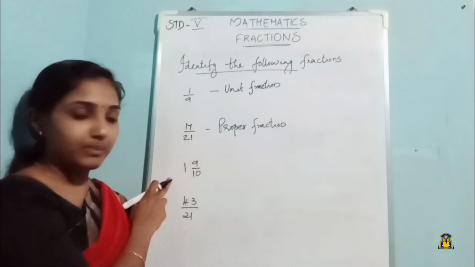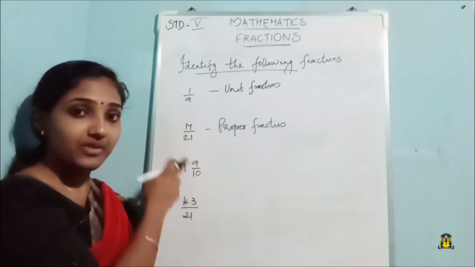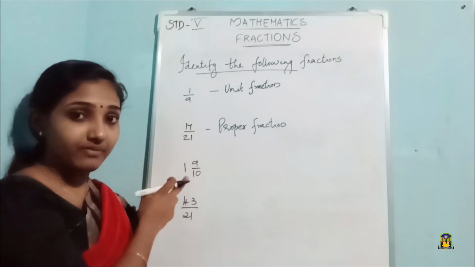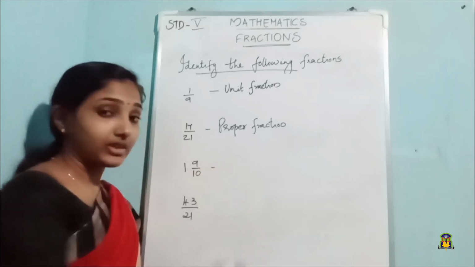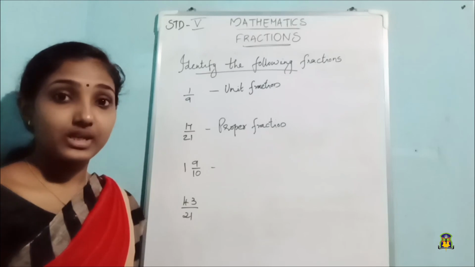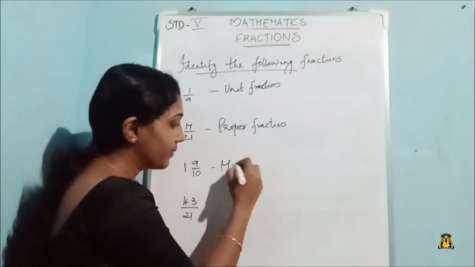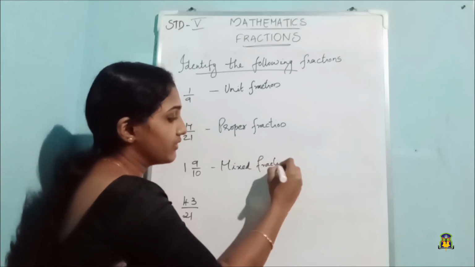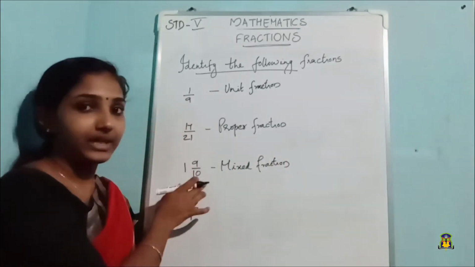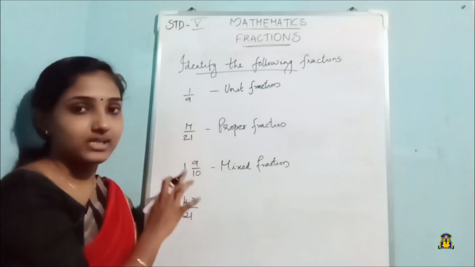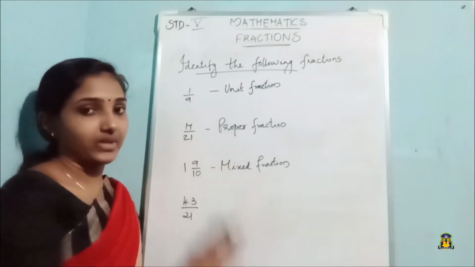Next is 1 9 by 10. Look, it has a whole number part and also a fractional part. A whole number and a fractional part together form which fraction? It is a mixed fraction. So, whenever you see a whole number and a fractional part together, it is always a mixed fraction.